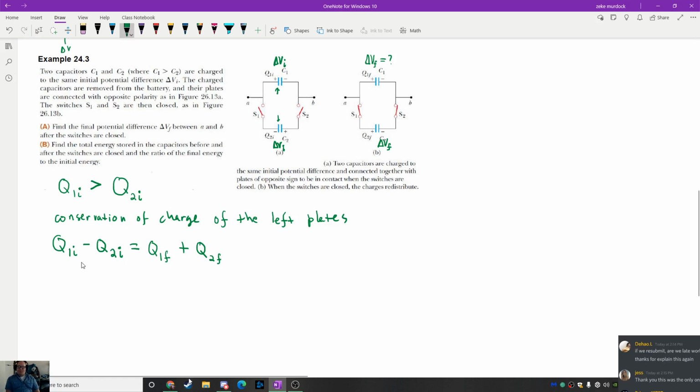All right, so because of the relationship between the charge, the potential difference, and the capacitance, which is Q is equal to C times delta V, right? That's our general equation that we know about capacitors. We can say that Q1i should be equal to the capacitance of capacitor 1, which is C1, multiplied by the potential difference, which is delta V sub i.